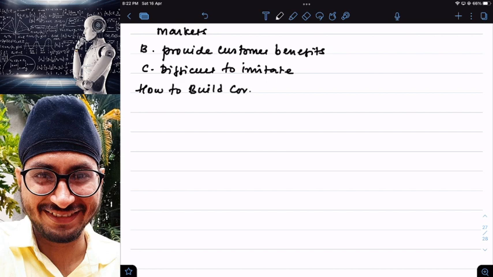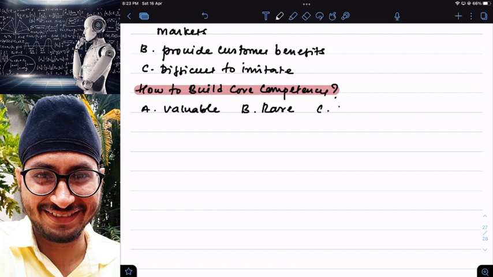But the question comes, how to build or create a core competency? Number one, it should be valuable. Second, it should be rare. Core competency should be valuable, rare, costly to imitate, and then it should be non-substitutable.